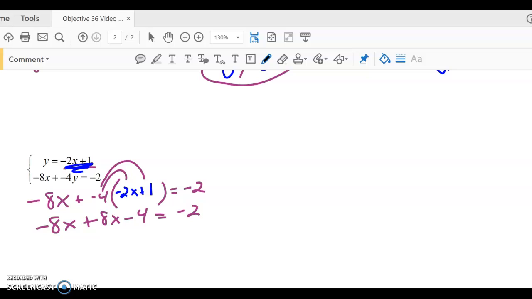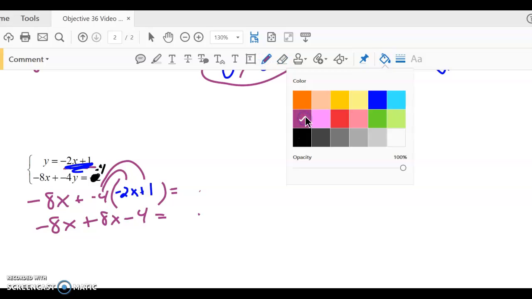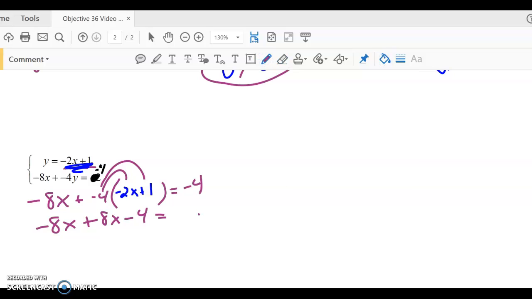Sorry, I just realized I made a mistake. I want to change this problem above. Instead of having it equal negative 2, I want to have it equal negative 4. So then down here, I'm going to have that equal negative 4. My apologies. So all I did was change this second equation.